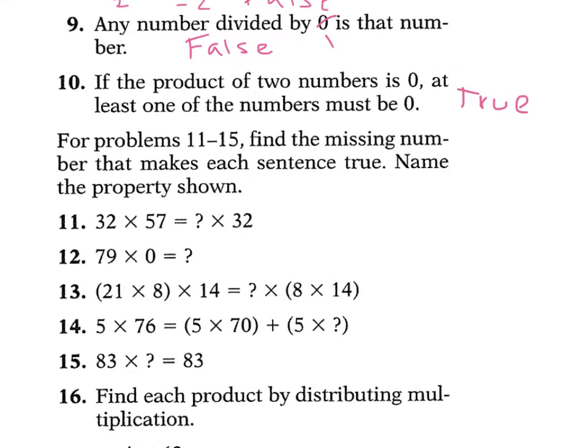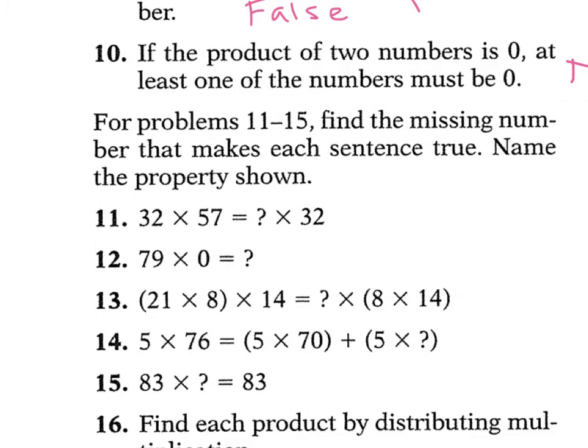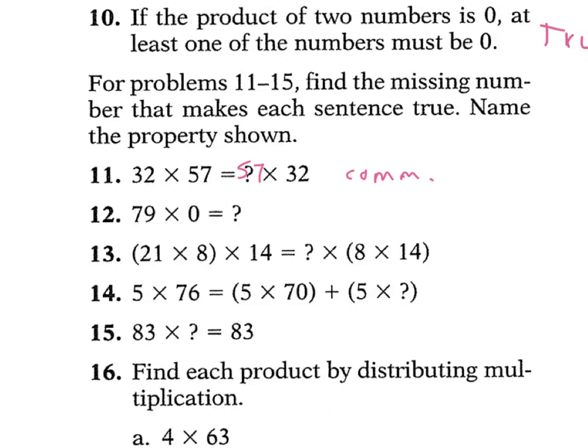For problems 11 through 15, find the missing number that makes each sentence true. Name the property shown. So here we have 32 times 57 is equal to, this would have to be 57 times 32. And this one, since our order is changing, it would be the commutative property. So I'm just going to abbreviate. For 12, we have 79 times 0 is equal to, this would be 0, and this is our 0 property.